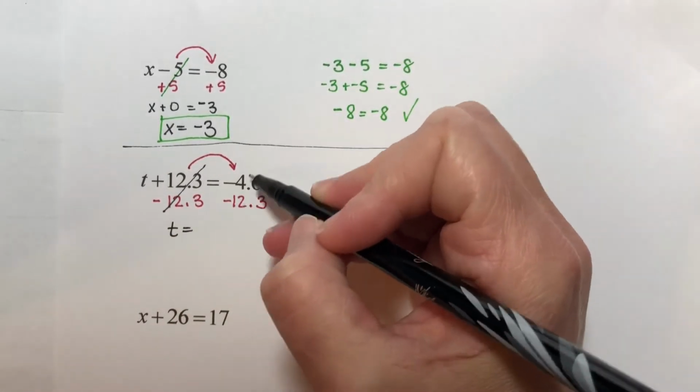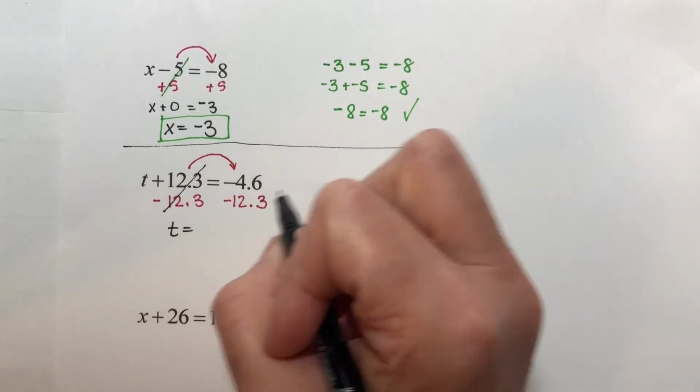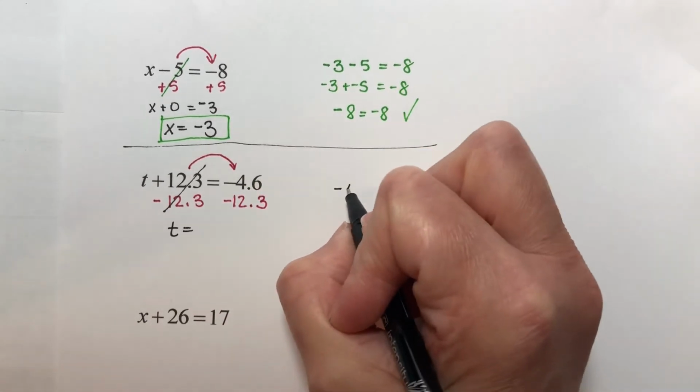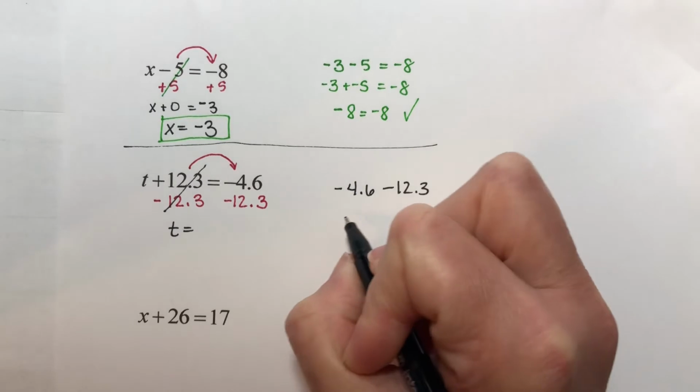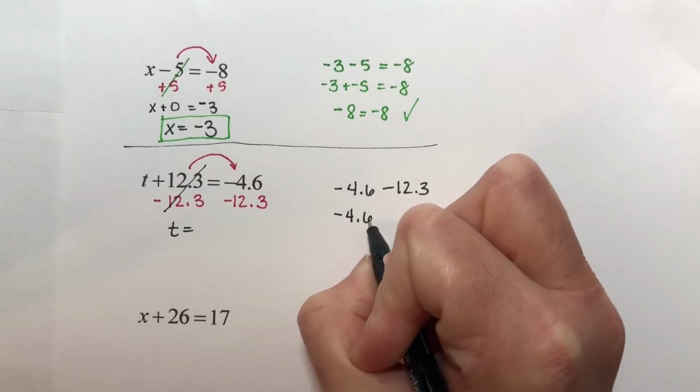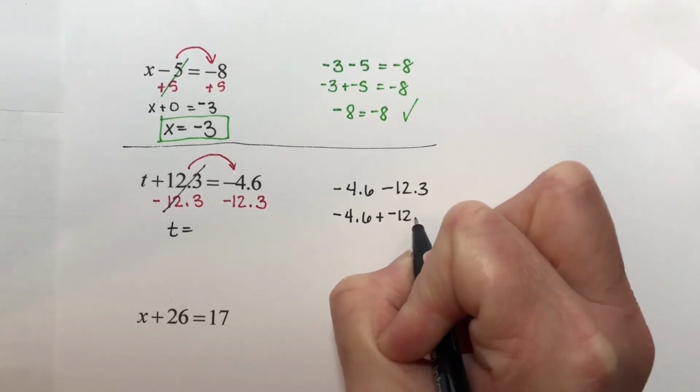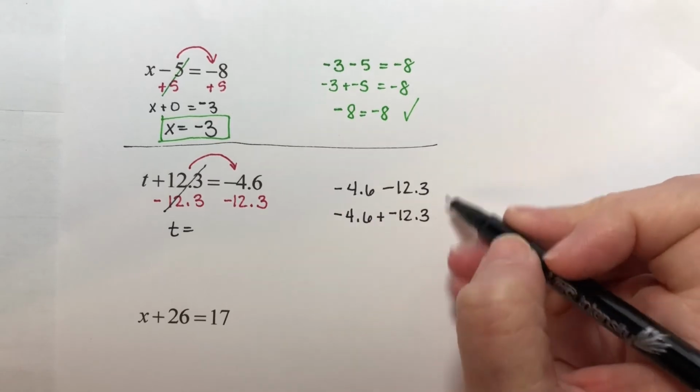Now, both of these are negative numbers. You could either think of this as negative 4.6 minus 12.3, but that's the same thing as negative 4.6 plus negative 12.3. It's the same concept.